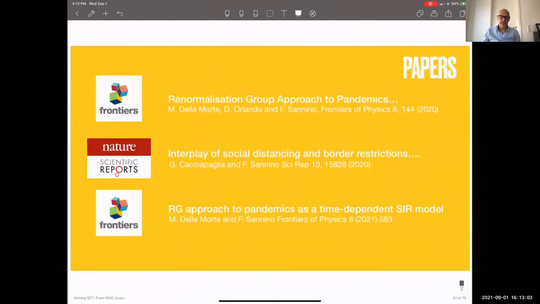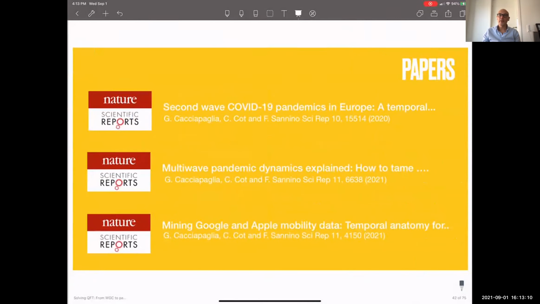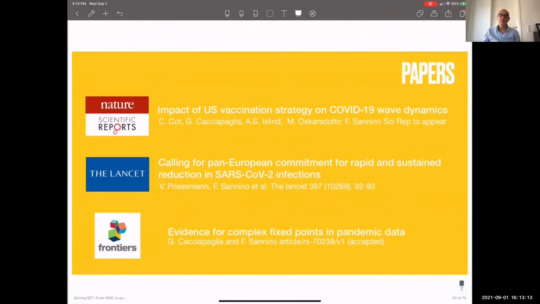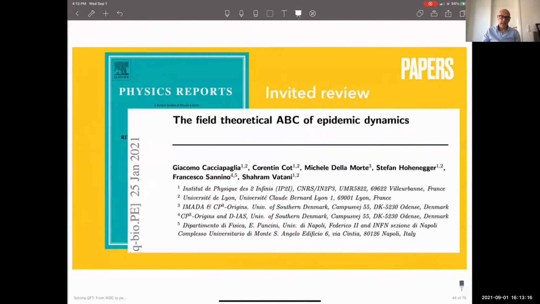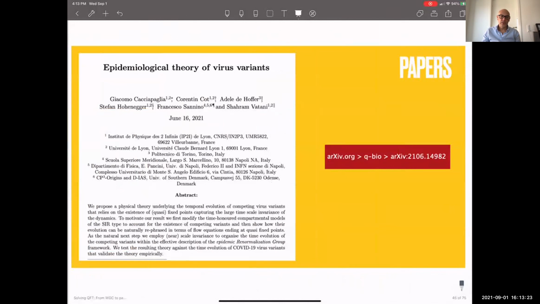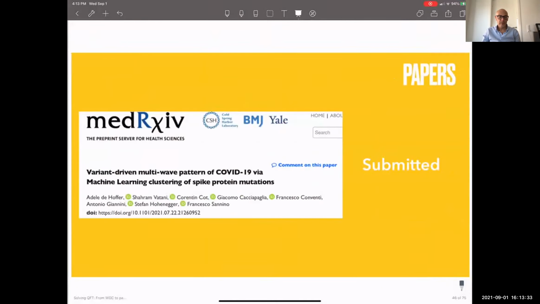Phenomenologists, and this is again just a short list of papers that we've been publishing, several in Nature Scientific Reports, and one even in the Lancet, and being asked to write a report, Physics Reports, on the field theoretical ABC of epidemic dynamics. And then we also moved into writing the epidemiological theories of various variants, which is very important, as you can imagine, to tame the new emergence of variants. The very last paper, on the other hand, is on using machine learning and genomic sequencing to demonstrate that each pandemic wave was driven by different variants. This was actually not known before, among the other things which were not known.